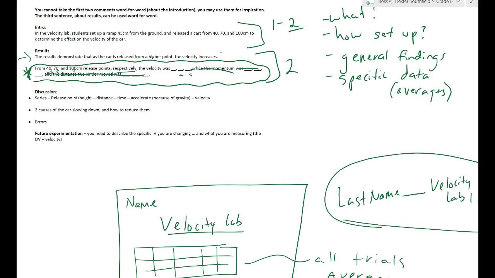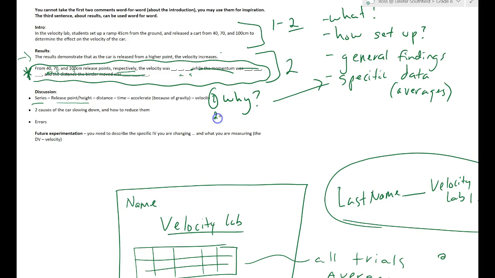Then comes the discussion section. That's where we need to talk first about why this happened, right? Why did we see this specific data? The reason is because of a series of events, right? By changing the release point or the height, we are therefore allowing for a greater distance of track. With a greater distance of track, the cart has more time to accelerate, and it's accelerating because of gravity, which therefore means that the velocity of the cart gets higher. That should be approximately 2 sentences.